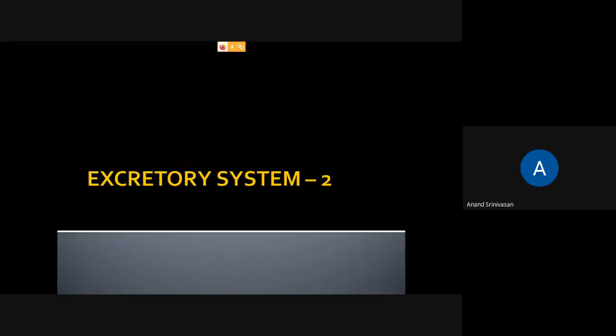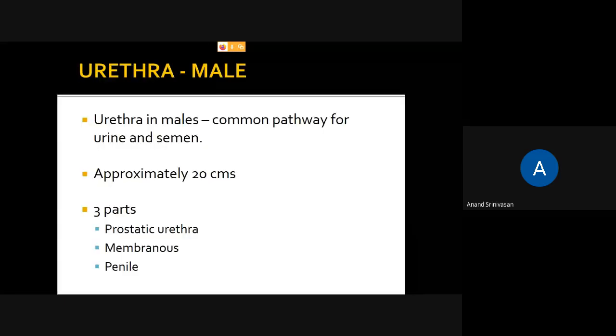And today we are going to see about the second part of the urinary system. So, yesterday we have seen the kidney, ureter, urinary bladder. So today we will be seeing the next part, which is the urethra. The urethra is different in male and females. We have seen in yesterday's session that the urethra in male is longer compared to that of the urethra in a female.